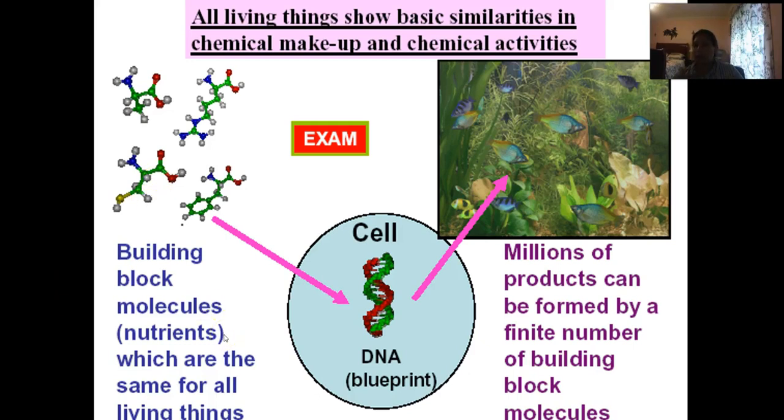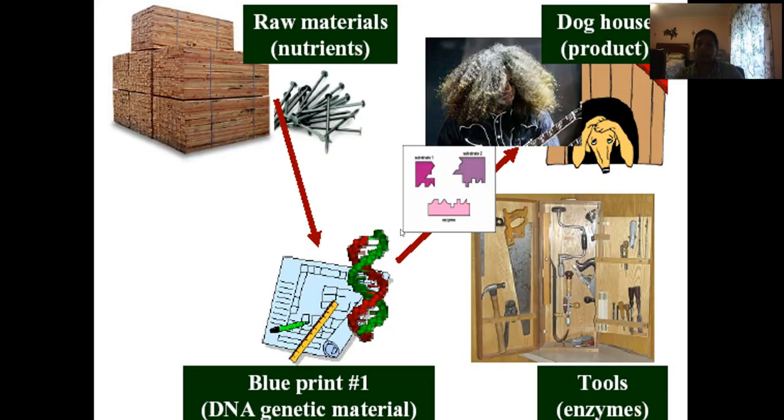Using those basic building blocks, you can create millions of products, as you can see from the diversity in the life forms that you can see around you, just by using these very few building blocks that are available to them in this environment. So it's a little bit like, you can have the same raw materials, the nails and the wood and glue or whatnot, but based on your blueprint, which is your DNA genetic code, you can create very different products from that same raw material that you get.